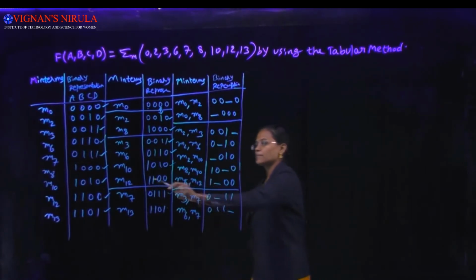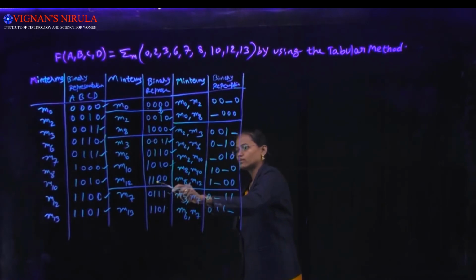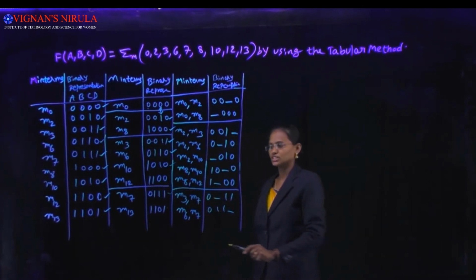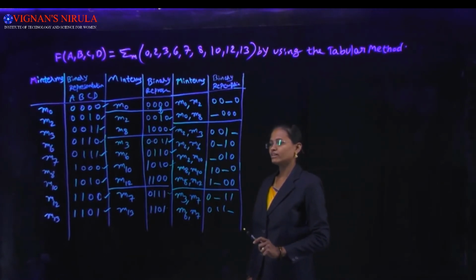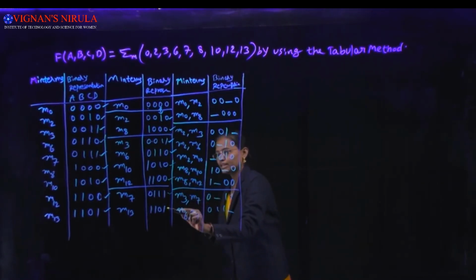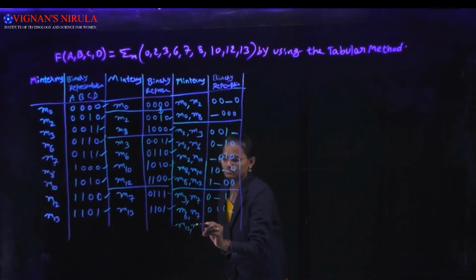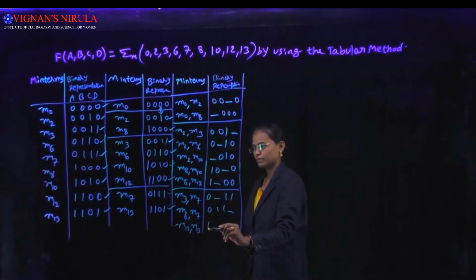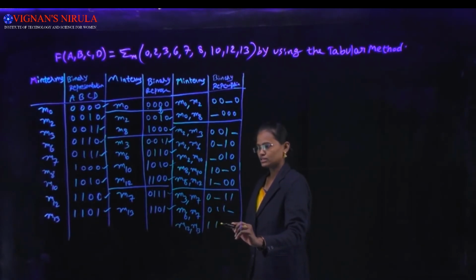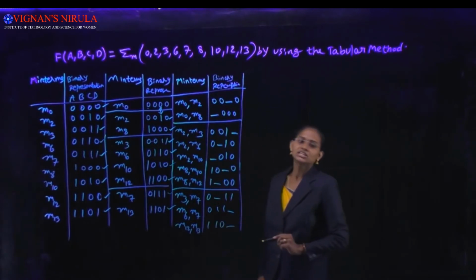And next M12 and M7, 0 1 0 1, two positions are changed. And next M12 and M13, 1 1 1 1 0. So we compare both of these, M12 and M13. M12 and M13, the minterm binary number is 1110, fourth bit is changed.